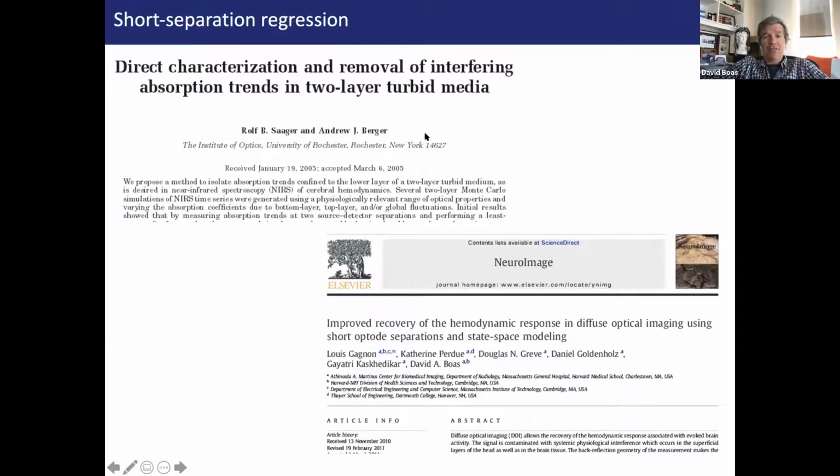So short separation regression, this idea was first published in 2005, and then our group started to look at it further a few years later, just to really integrate it with the general linear model. So the original paper actually would do the short separation filtering first and then estimate brain activation. What we started to do was really show that it's much more effective to estimate the brain activation and filter the scalp signal simultaneously. That really reduces your potential of filtering out brain activation patterns.